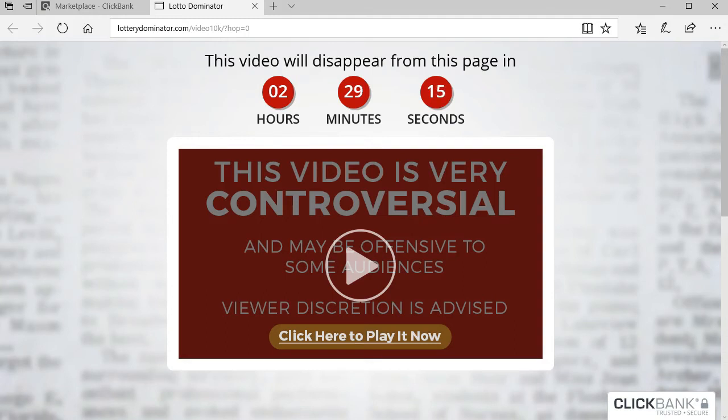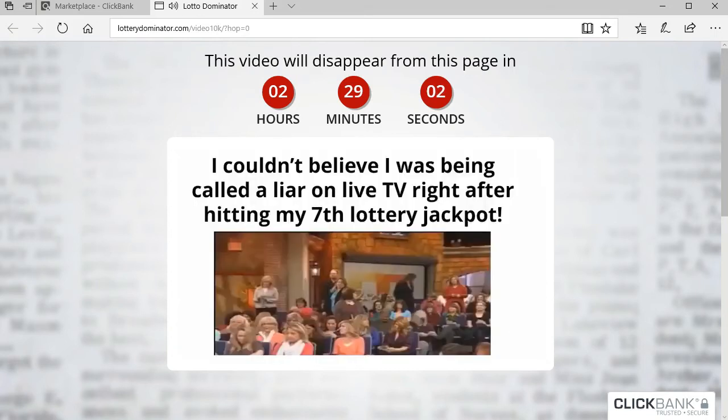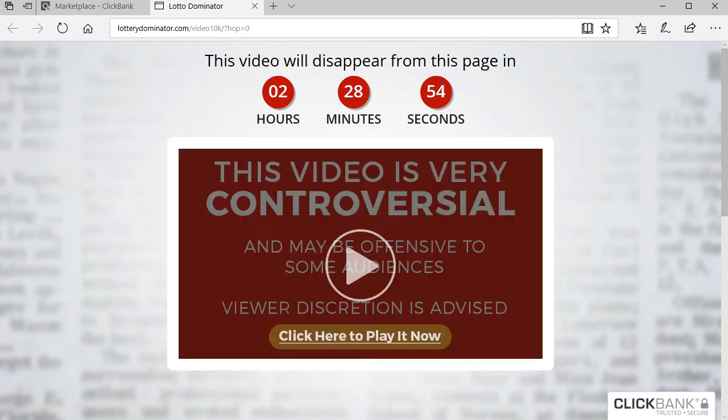It has a countdown timer. It has a video that claims to be very controversial. It may be offensive to some audiences. And if you'll notice, I'm going to click this button again for a moment. You're going to notice that the headline within the video itself purports that the creator of the video has won the lottery 7 times. Now that's a remarkable winning streak by any stretch of the imagination.